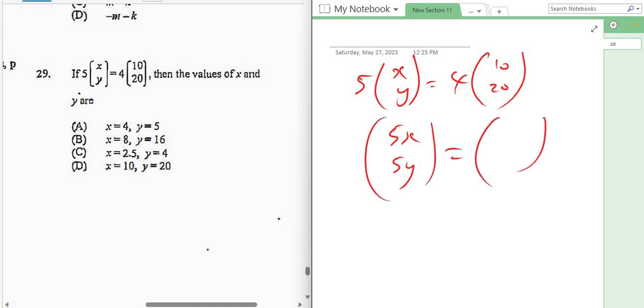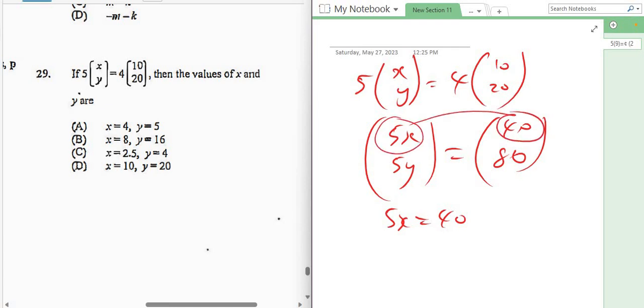What are we going to get? 4 times 10 is 40, and 4 times 20 is 80. And I'm going to say 5x equals 40. When two matrices are equal, the corresponding entries are also equal, which means 5x corresponds to 40, so they're equal. When you work them out, x equals 8. And since b is the only option that has x equal 8, b is the answer, obviously.